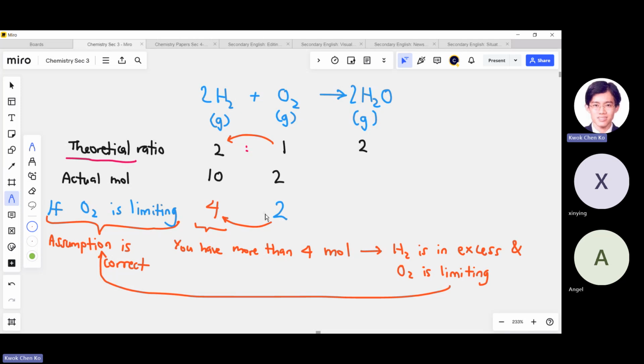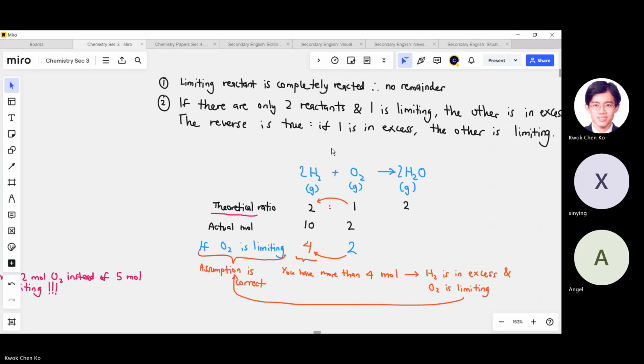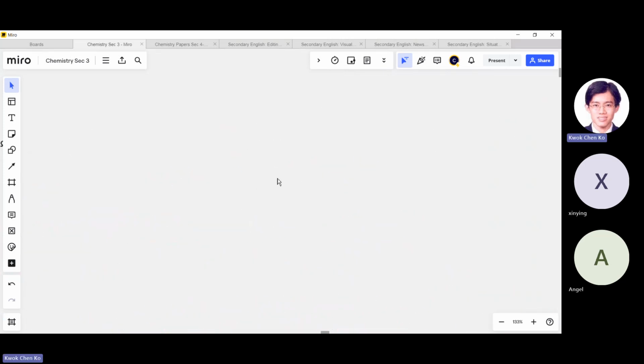Okay, so far I've only identified who is limiting and who is in excess, but I haven't done any actual calculations yet. But before we move further, I'll give you one more example, just to make sure everyone is on the same page. Okay, let's give you another one. I want to make sure you get your basics correct first.